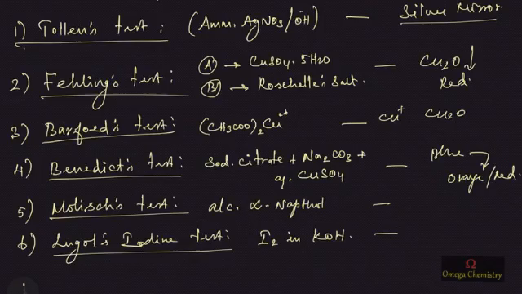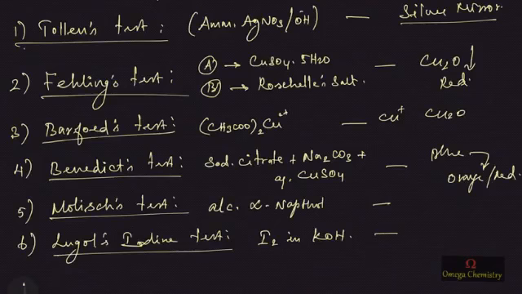The fifth one is Molisch test. An alcoholic solution of alpha naphthol is called Molisch reagent, and when carbohydrates are added with Molisch reagent, followed by a few drops of concentrated sulfuric acid, two distinct layers will form, right?